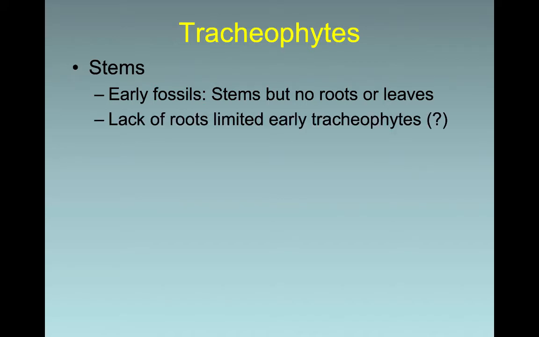So the lack of roots meant that the early tracheophyte plants and even modern day primitive tracheophyte plants didn't really have the ability to get very large, because A, they didn't have a very firm base, they didn't have a really good anchor to the ground, and B, they didn't have a whole lot of capacity to absorb water from the ground. So they were still relatively small and still are today.